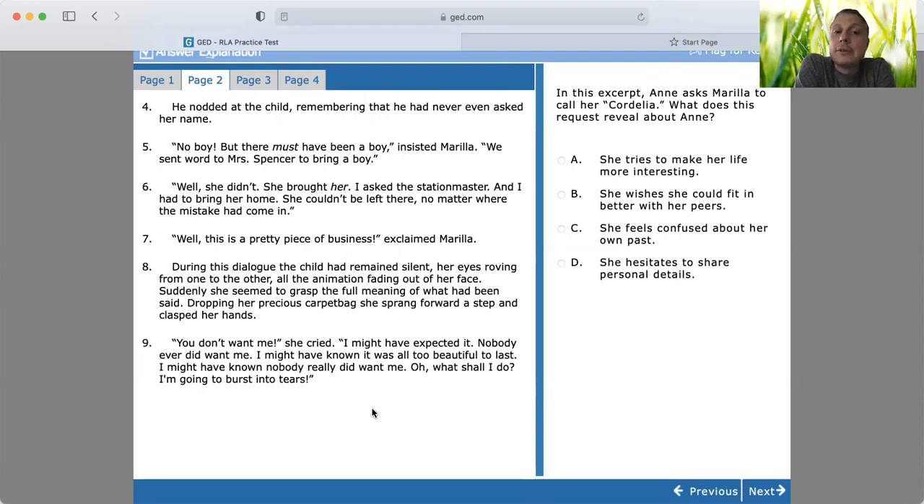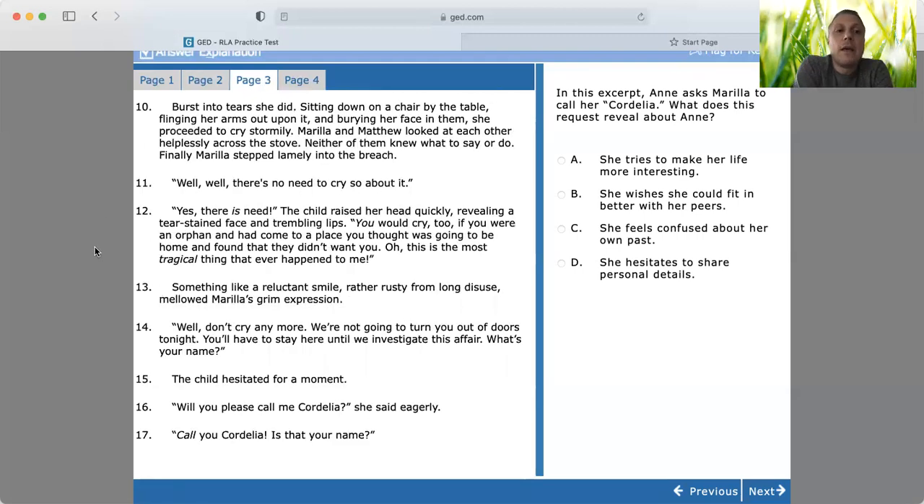During this dialogue, the child remained silent, her eyes roving from one to the other, all the animation fading out of her face. Suddenly, she seemed to grasp the full meaning of what had been said. Dropping her precious carpet bag, she sprang forward a step and clasped her hands. "You don't want me," she cried. "I might have expected it. Nobody ever did want me. I might have known it was all too beautiful to last. I might have known nobody really did want me. Oh, what shall I do? I'm going to burst into tears."